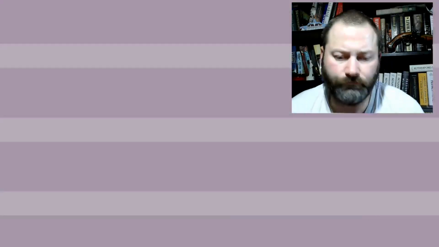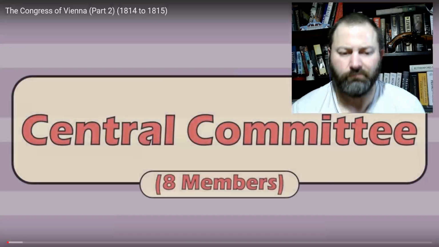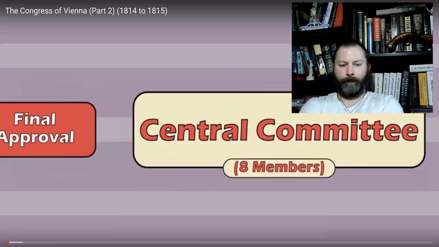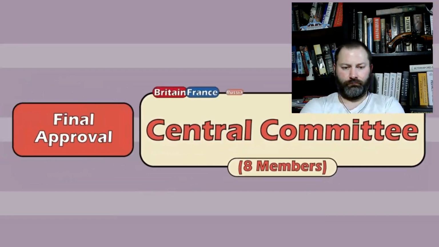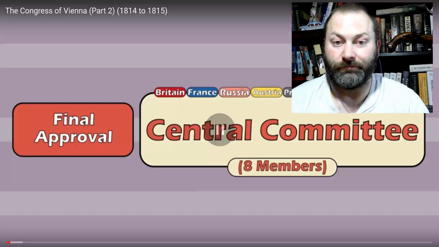This is how the Congress of Vienna was organized. There was an 8-member central committee that would vote on the final treaty. This group included the 5 great powers, plus 3 secondary powers, Spain, Portugal, and Sweden.